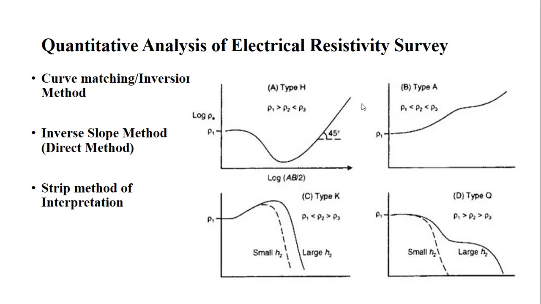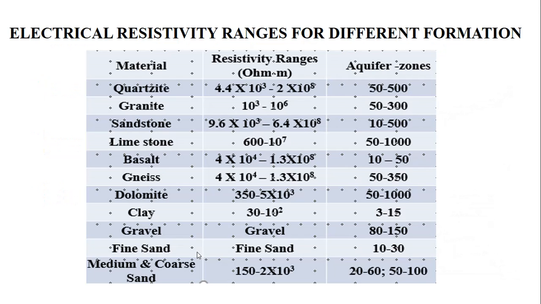Type A, in the same way, expresses that layer 1 has lesser resistivity than layer 2, and layer 2 has lesser resistivity than layer 3. So it means layer 1 is the potential layer for groundwater exploration. In the same way, for type K, rho 1 is less than rho 2, and rho 3 is also less than rho 2. And for type Q, rho 1 is greater than rho 2, and rho 2 is once again greater than rho 3. So the first layer has very high resistivity and very low conductivity, and rho 3 indicates a very good quantity of water.